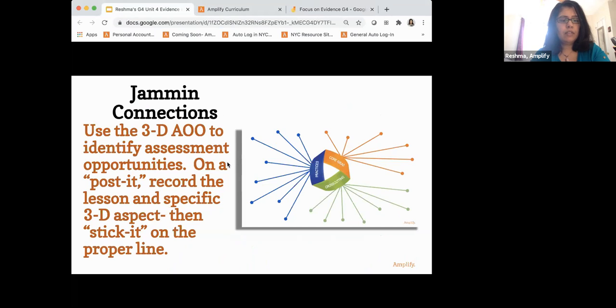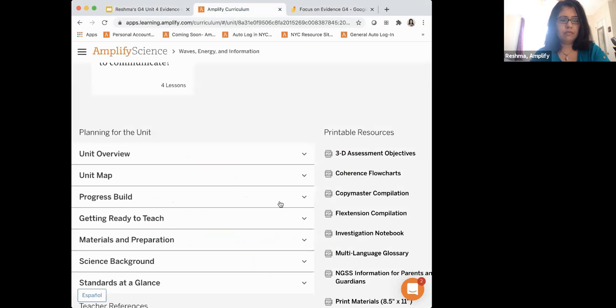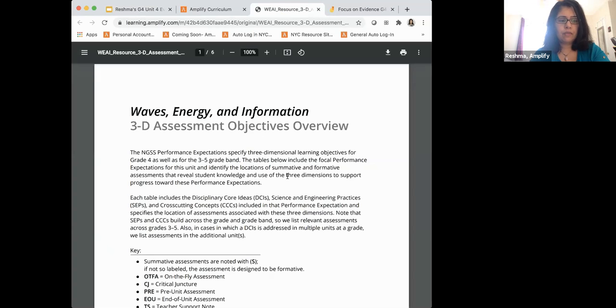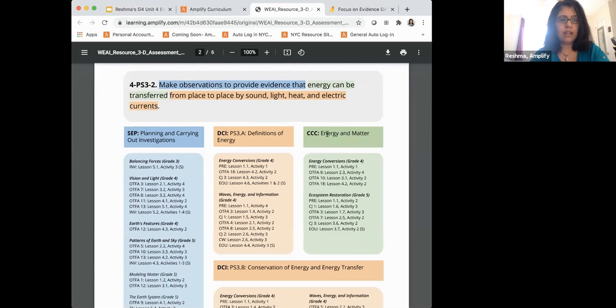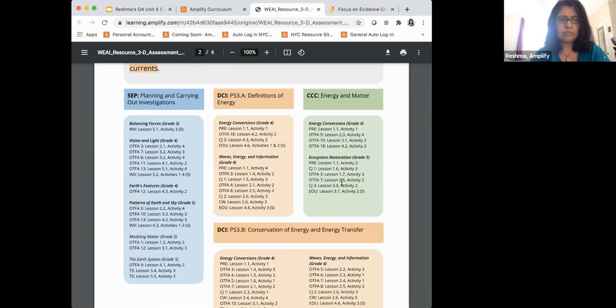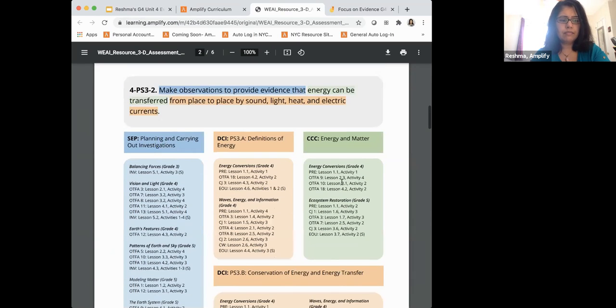What we can do is use this document to identify assessment opportunities, specifically recording the lesson and the specific 3D aspect that it assesses. So I'll open it up again. One example would be patterns. Energy and matter is a cross-cutting concept that I see here is actually not assessed in this particular unit.